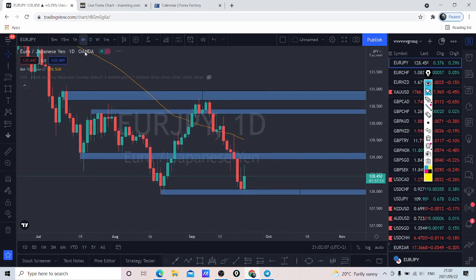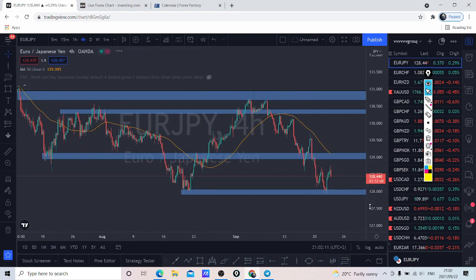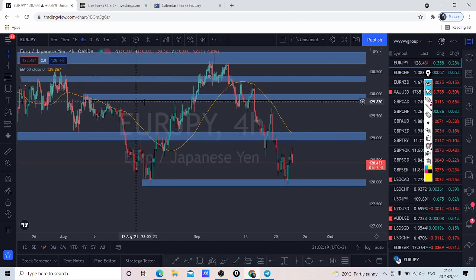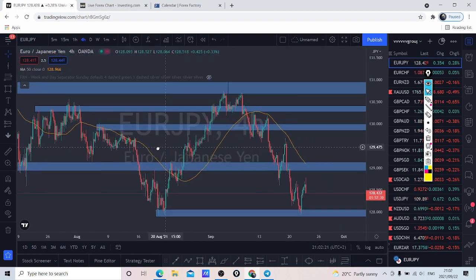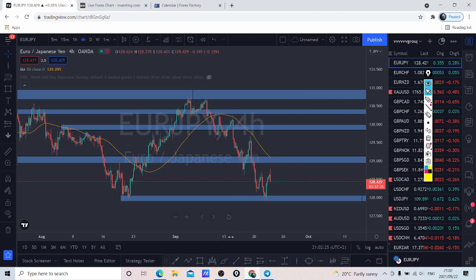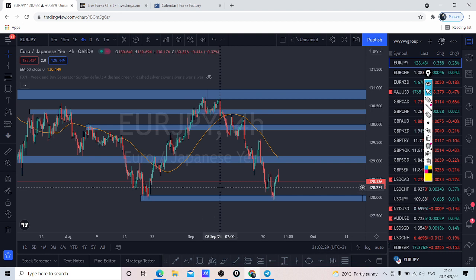Then now you have to come to the H4 time frame, and then also we are going to mark the support and resistance zones that we see on the H4. I think we are now sorted. These are support and resistance zones that you must have, the clear ones that are visible on the daily and H4.